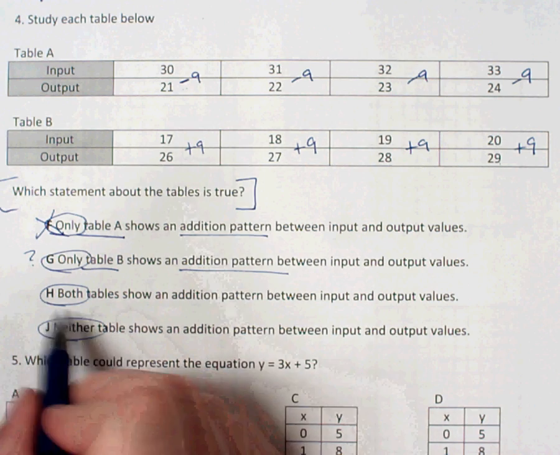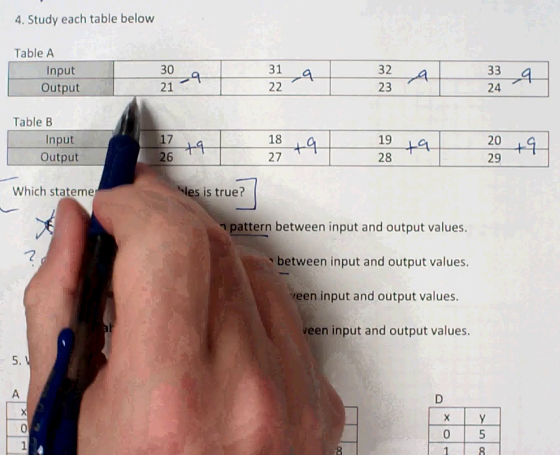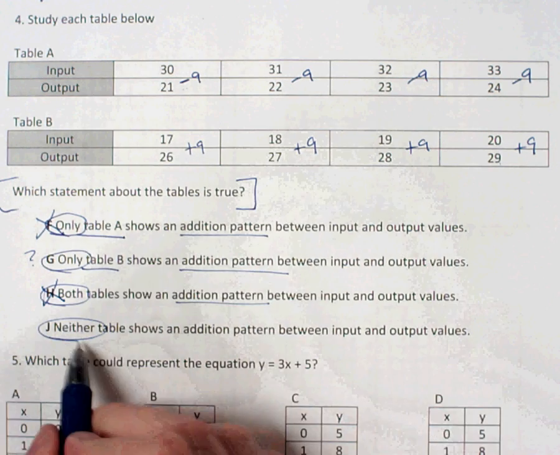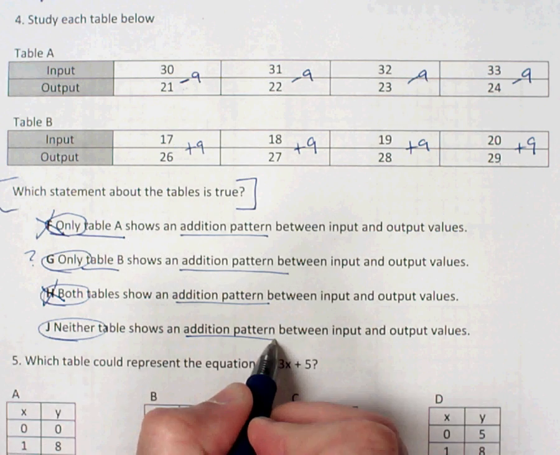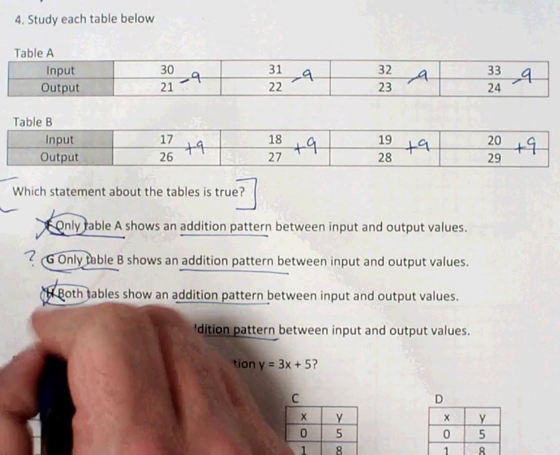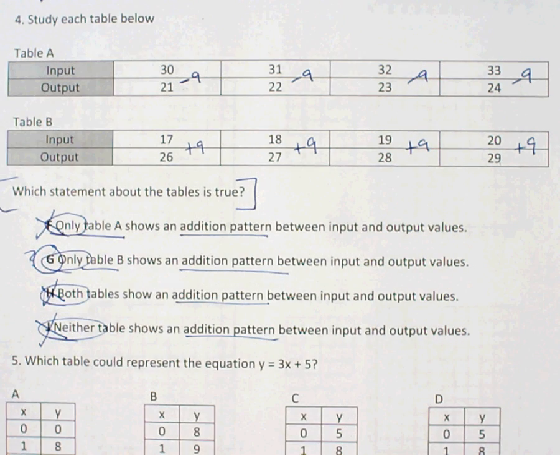But let's look through the rest of our choices. Both tables show an addition pattern. Well, we just set up here that table A does not, because it's a subtraction pattern. Neither table shows an addition pattern. So we've already said table B does in fact show an addition pattern. So that doesn't work. So G becomes our answer.